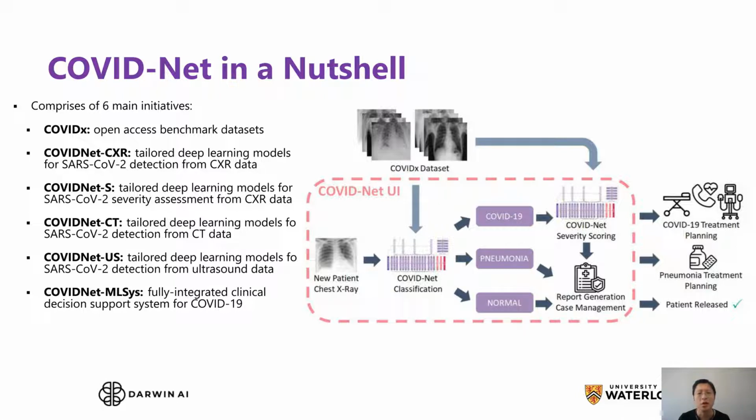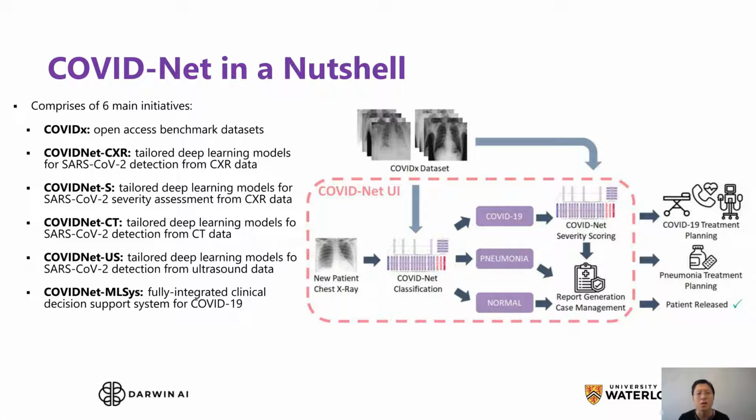Next, we have the COVIDNet S initiative, which is focused on tailored deep learning models for SARS-CoV-2 severity assessment from chest X-ray data. The COVIDNet CD initiative, which focuses on creation of tailored deep learning models for SARS-CoV-2 detection, as well as risk stratification for computed tomography data. The COVIDNet US initiative, which is one of our newer initiatives, is focused on creating tailored deep learning models as well as data for SARS-CoV-2 detection and risk stratification from ultrasound data.